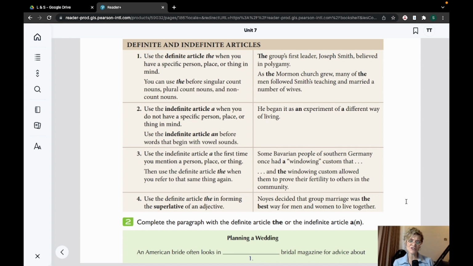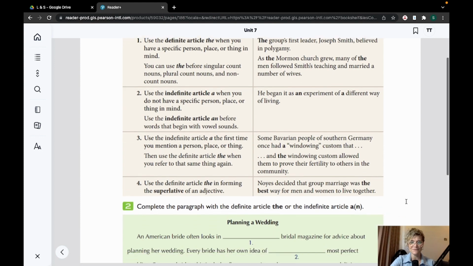Use the definite article "the" in forming the superlative of an adjective. So, for instance, Noyes decided that group marriage was the best way for men and women to live together. The best way. So, the superlative in this case uses the definite article "the." And you can hear that there is an emphasis on it, yeah?